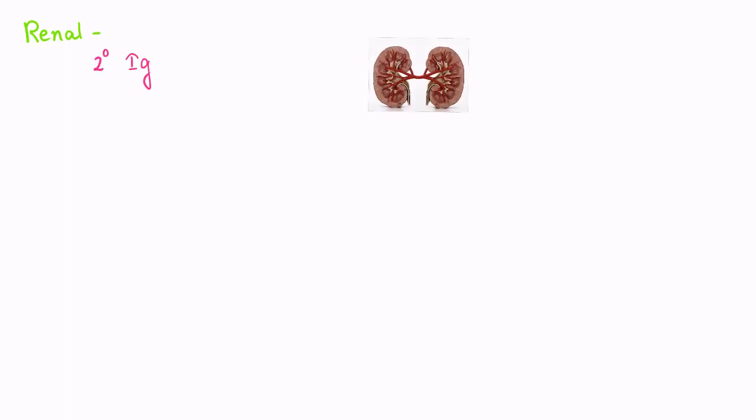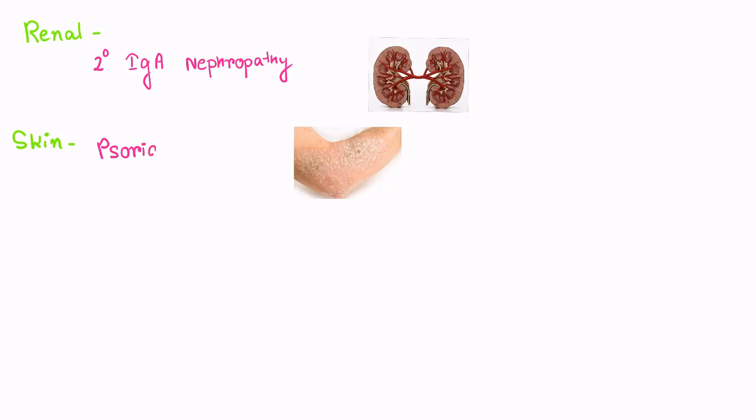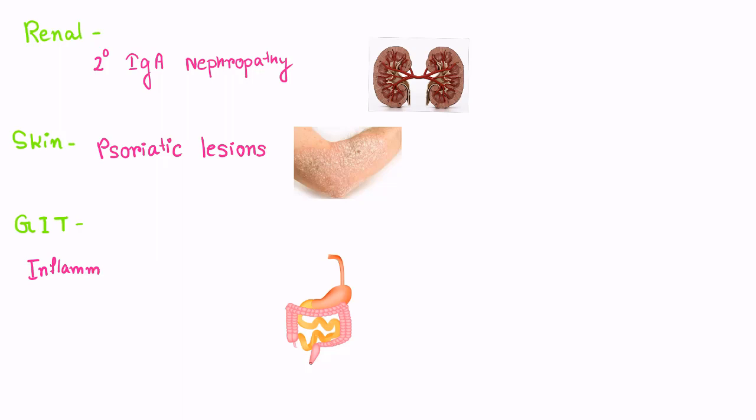Kidneys may also get affected, like secondary IgA nephropathy. In the skin, it may cause psoriatic lesions. It can also cause inflammatory bowel disease.